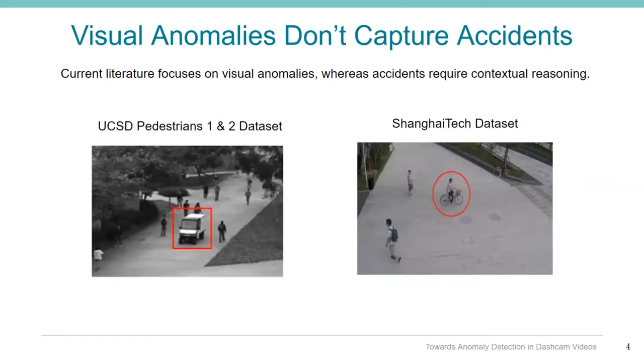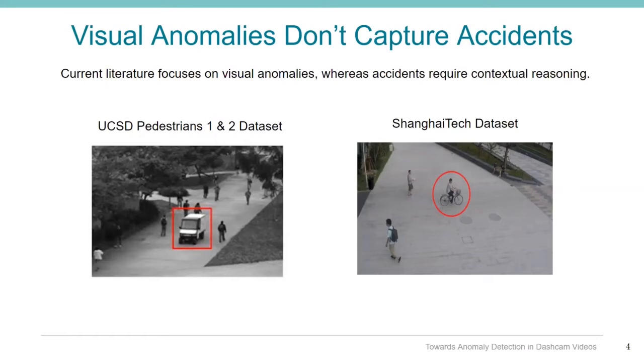There has been a lot of work on data-driven anomaly detection. However, most of the literature has focused on datasets in which the anomalies are based on visual artifacts. For instance, in the UCSD pedestrian dataset, which is one of the most widely used anomaly detection datasets, merely the presence of a vehicle is considered to be anomalous. ShanghaiTech is another dataset in which anomalous videos consist of objects which are not present in the normal videos.